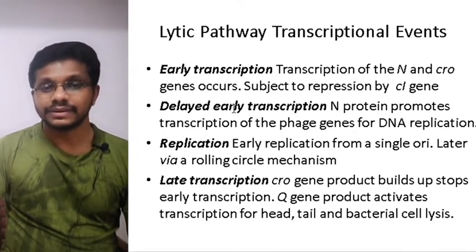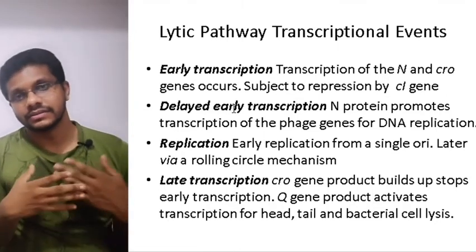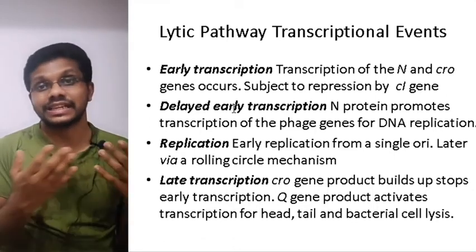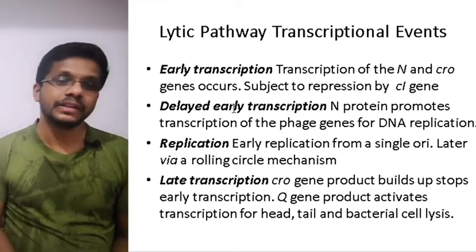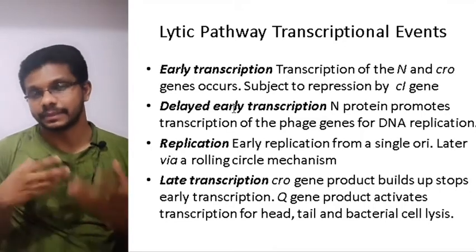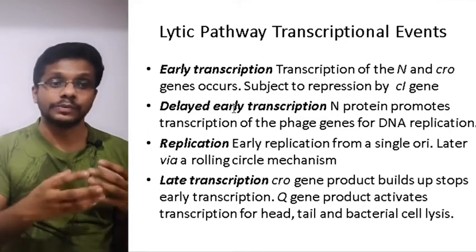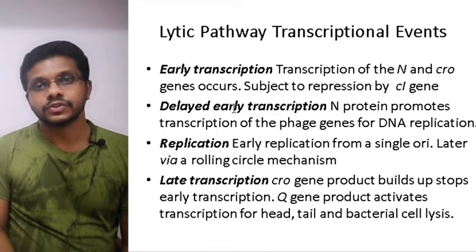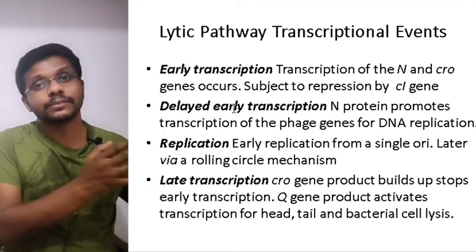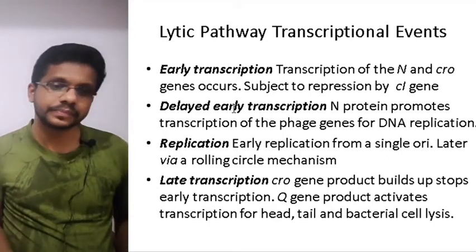Then, if it is past the early transcription, it goes to the delayed early transcription. It is governed by protein N, which is produced in the early transcription. It increases the expression of proteins responsible for DNA replication, the replication of the lambda genome. Then it goes to the replication stage, during which DNA will be replicated. Initial replication is from the origin of replication, but later it adopts a rolling circle model of replication. The rolling circle model of replication will form a concatameric DNA, one single DNA molecule containing multiple lambda genomes. And finally, we have the late transcription.